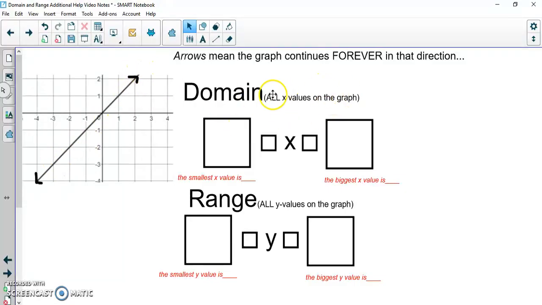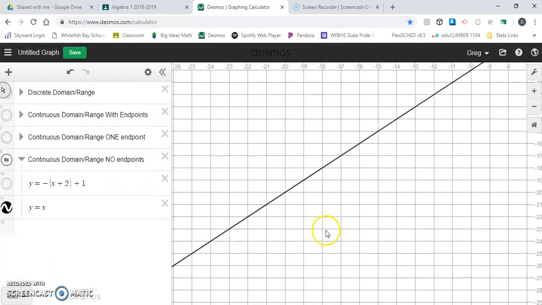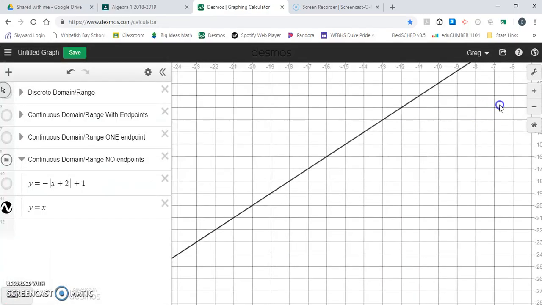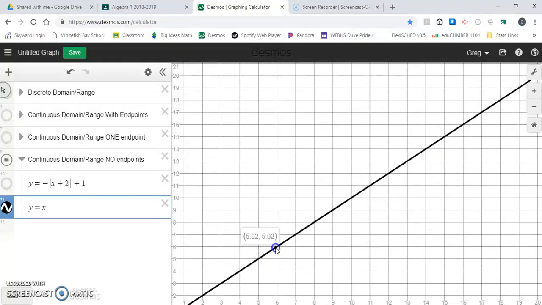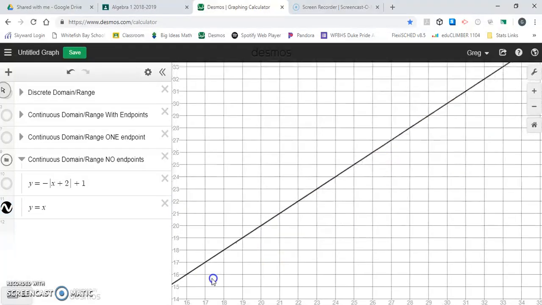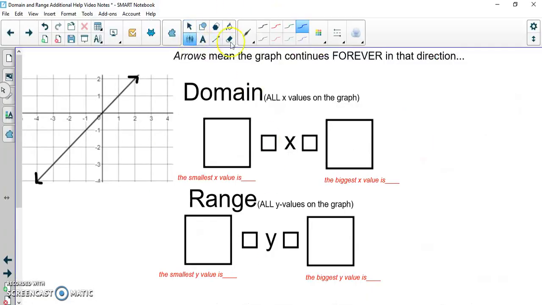So if I was thinking about the domain, what's the smallest x value on my graph? Well, it's just going to keep going forever. So there is no smallest number. If I follow it the other way, if I try to trace these x values, those x values are just getting bigger. So 9, 10, 11, 12, 13, 14. They're just getting bigger and bigger and bigger. And since that arrow is going to keep going, these x values are never going to end. So I'm not able to find a smallest or a biggest.